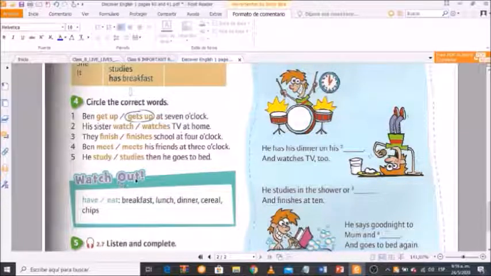And the last thing is, let's pay attention to this watch out here. We have the words breakfast, lunch, dinner, cereal, chips, etc. And with these words, con estas palabras, vamos a usar los verbos have o eat. So we say have breakfast or have lunch or have dinner, eat cereal or eat chips. Okay? So, if you have any questions, please ask your teacher in the chat.